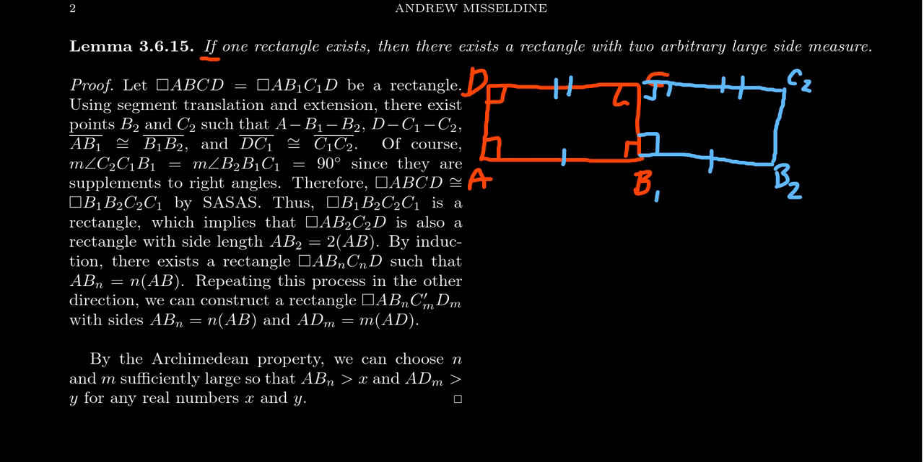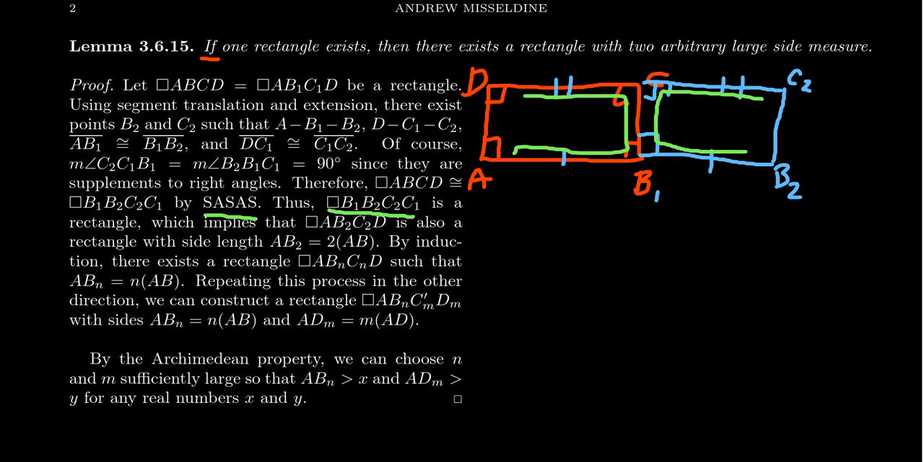And I claim that these two, the red rectangle and the blue quadrilateral, are actually congruent to each other. And this actually follows from a side angle side argument here. The basic idea here is the segments on the top are congruent. The right angles are congruent. They share an edge, which is congruent. Right angles are congruent. And then the bottom edges are congruent as well. So by side angle side angle side, we know that these quadrilaterals are congruent to each other. That is, this new quadrilateral, B1, B2, C2, C1, is congruent to the original one.